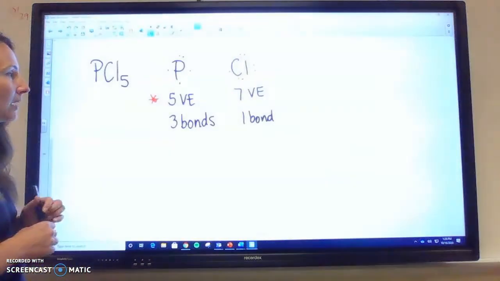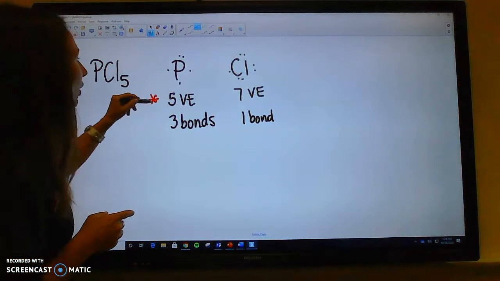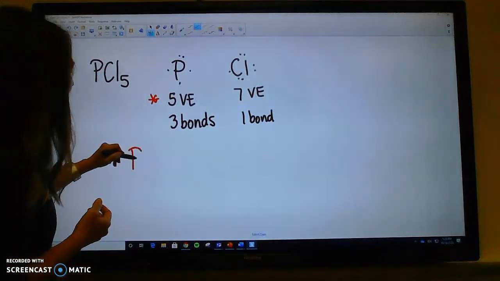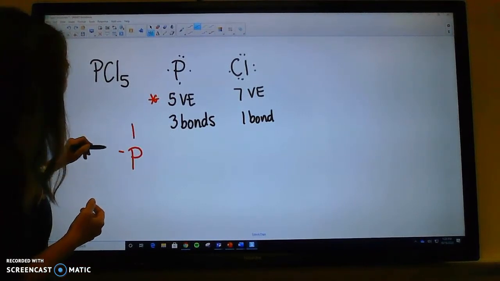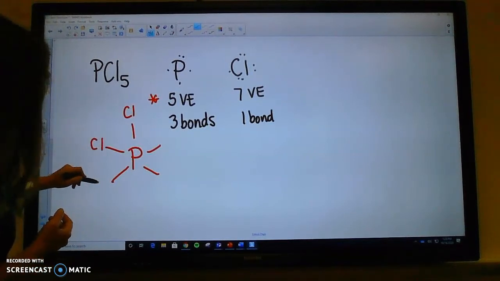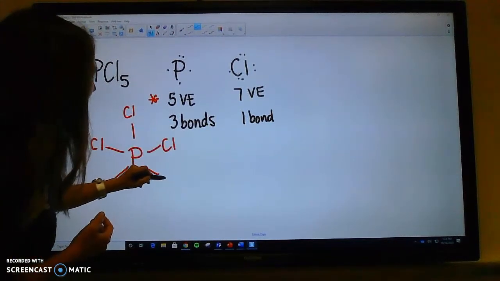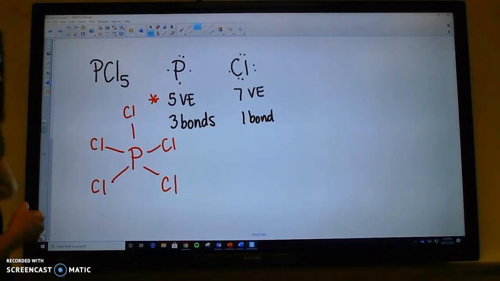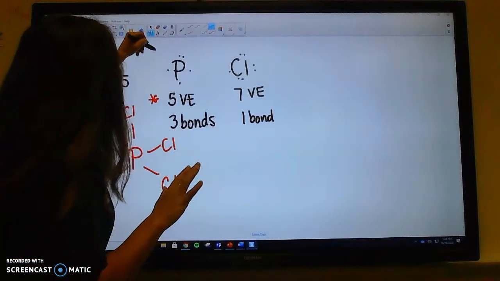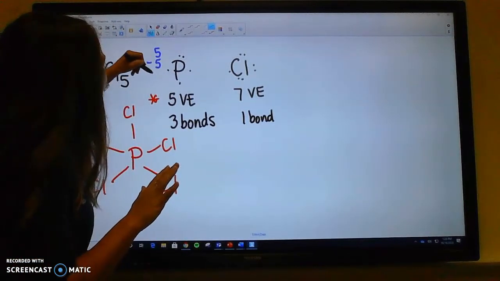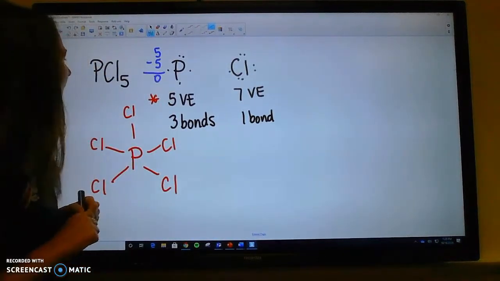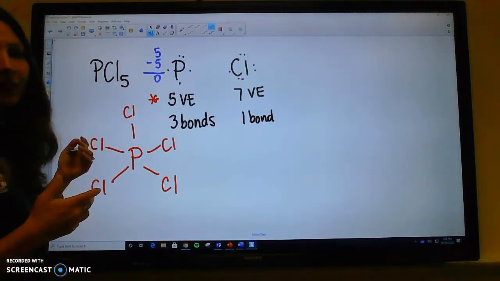So let's draw PCl5. It can form up to 5 bonds, and in this case, phosphorus will. So you have a phosphorus bound to 5 chlorines. We're going to make it kind of look like a star. If phosphorus has 5 valence electrons and it makes 5 bonds, how many dots are left over? 0. So phosphorus looks like this.